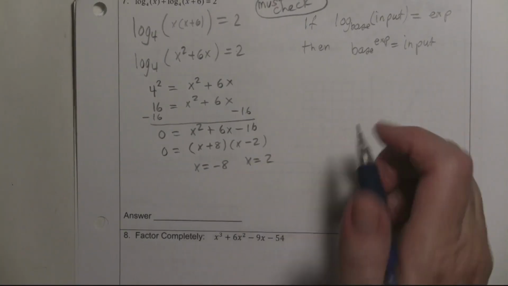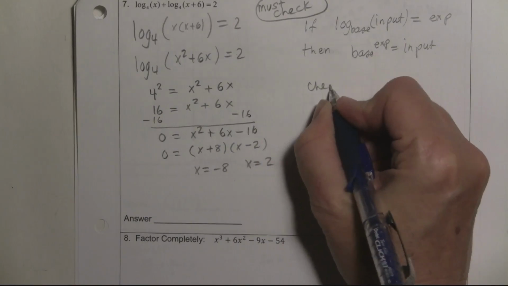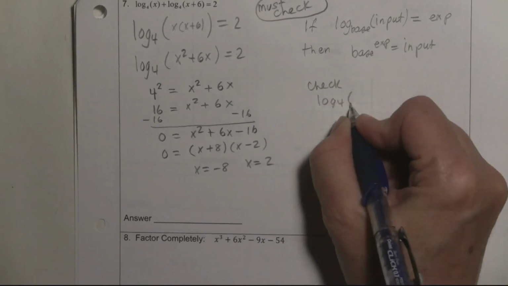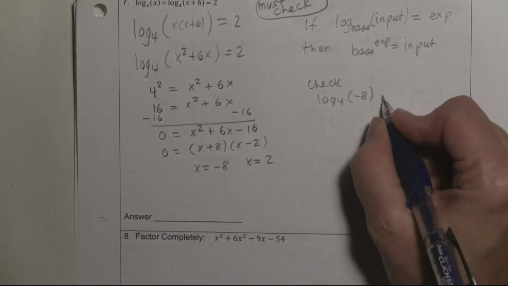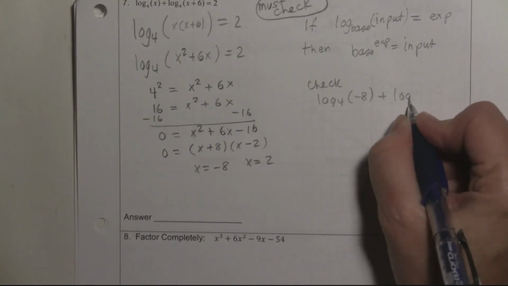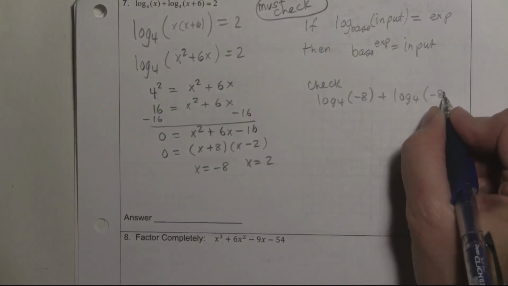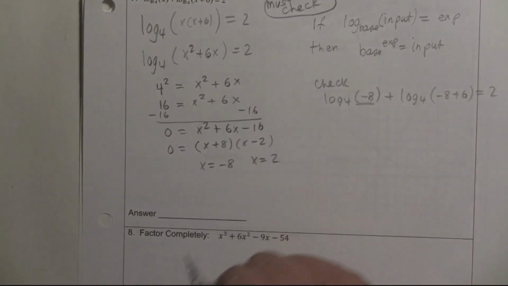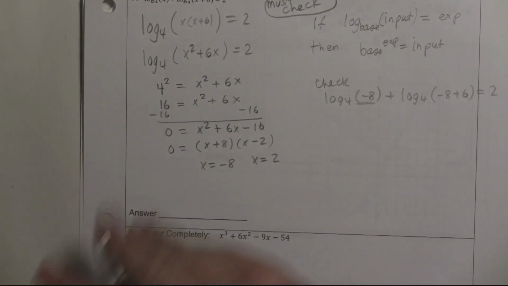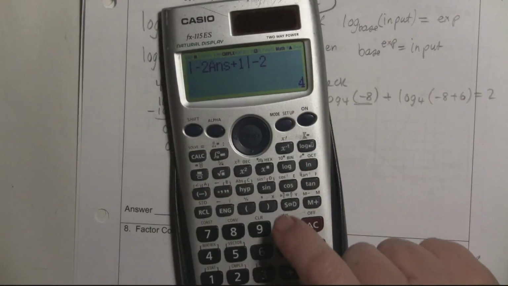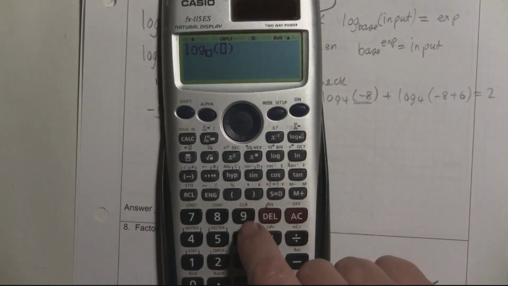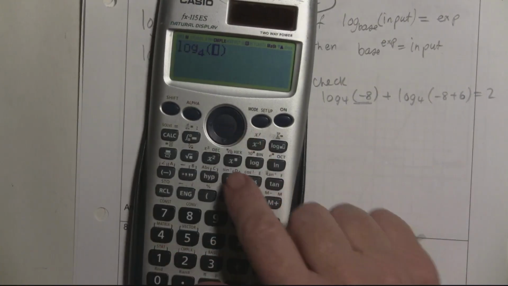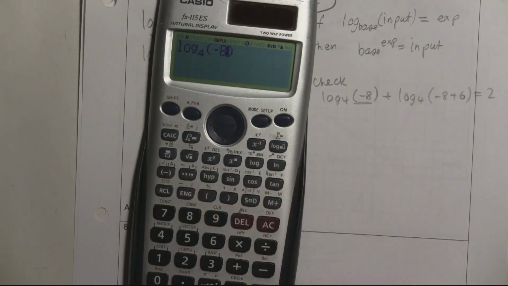So when I check it, where else was it? Log base 4 of negative 8. Maybe I did it in class. That's what it was. Log base 4 of negative 8 plus 6 equals 2. And when you put that in your calculator, log of a negative is not defined. And I don't know if you guys remember, the input to a logarithm can't be negative. So that's what makes this extraneous.